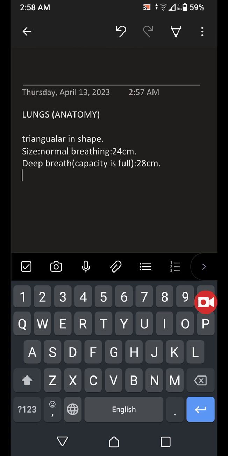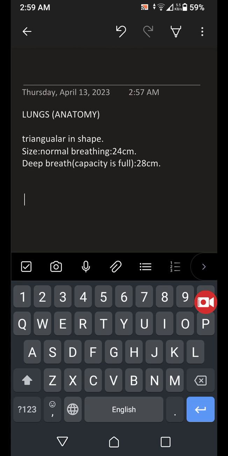Okay, if there would be an MCQ asking what is the size of the lungs in normal breathing, you have to take the answer of 24 centimeter. And when they are asking about the capacity, when the capacity is full, or when you take a deep breath, it means that you have to take 28 centimeter.